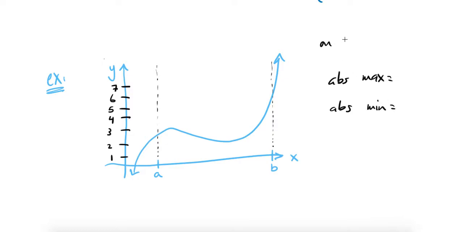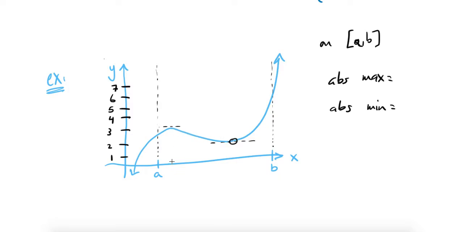And I'm going to be thinking about it on the closed interval from a to b. So if I look here, this would be a local maximum, but it's not the absolute maximum, because all these y values are higher than this one. This would be a local minimum. This is a place where the derivative is equal to 0. Horizontal tangent lines are derivative equal to 0.